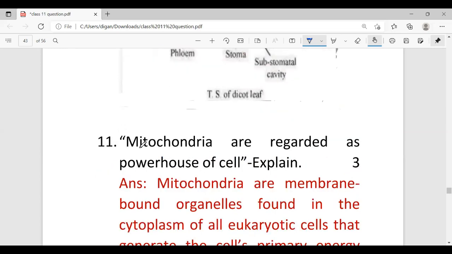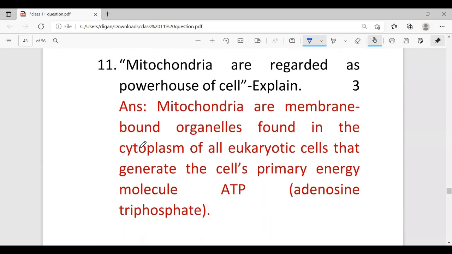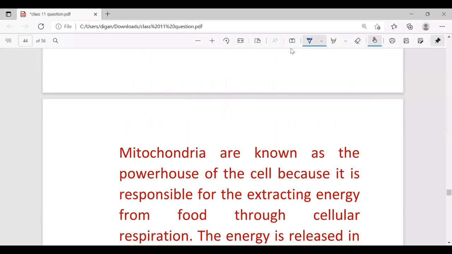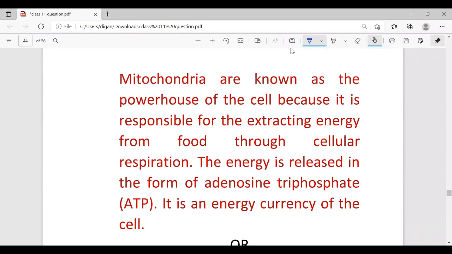Next, go for the next question: mitochondria are regarded as the powerhouse of the cell. Mitochondria are membrane-bound organelles found in the cytoplasm of all eukaryotic cells that generate the cell's primary energy molecule, ATP. That's why it is known as the powerhouse of the cell. Why is it known as the powerhouse of the cell? Because it is responsible for extracting energy from food through cellular respiration. The energy is released in the form of ATP. The full form of ATP is adenosine triphosphate, and it is the energy currency of the cell.